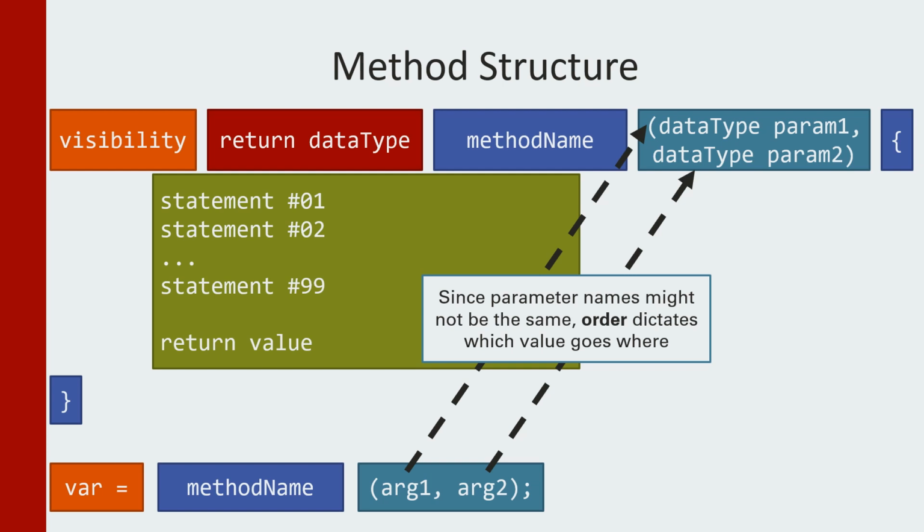And then again, I'll point out the parameter names are not going to be the same. It's the order that tells you which value goes where. Something for like adding a plus b, order doesn't matter, but there are going to be different methods where the order matters, of course.